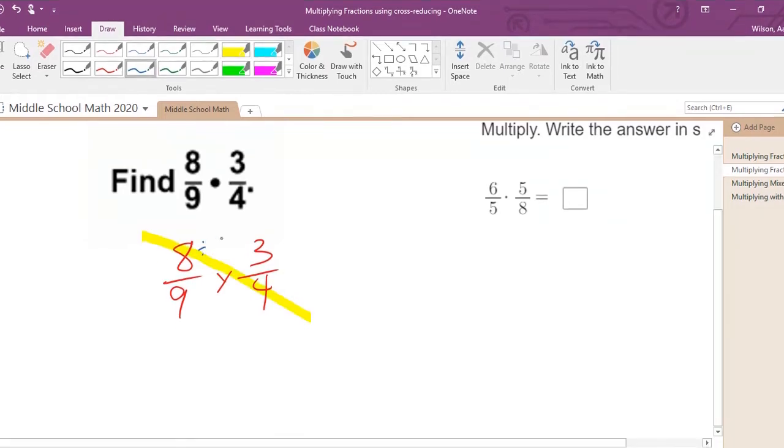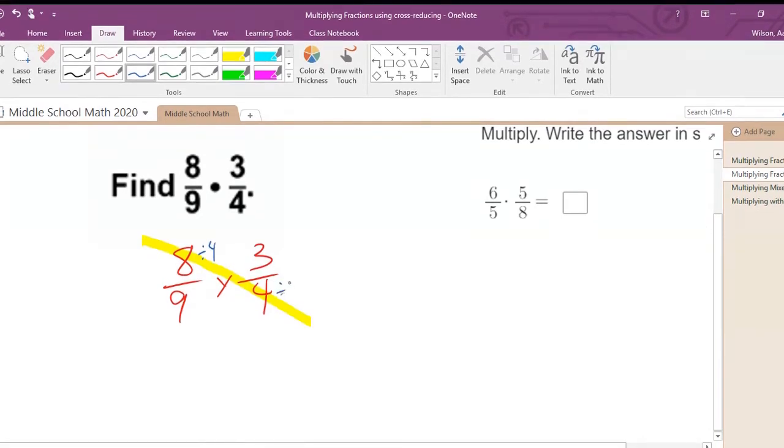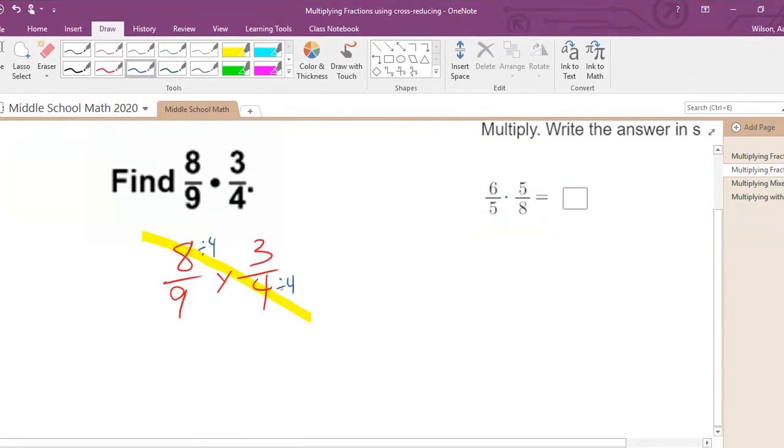Well, a common factor of 8 and 4 happens to be 4. So we divide both the numerator with one fraction by 4 and the denominator with the other fraction by 4. So we're technically dividing by 4/4, where 4/4 is just 1. So anytime you divide by 1, fractions don't change, or any number doesn't change for that matter. So 8 divided by 4 turns into 2, and 4 divided by 4 turns into 1.